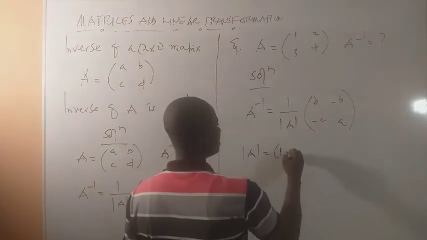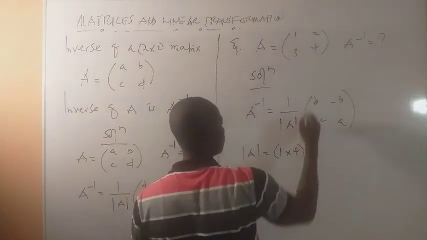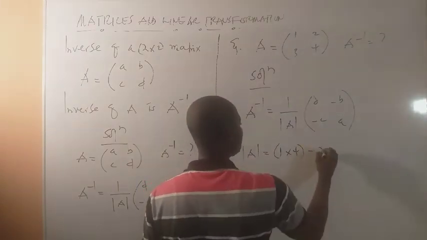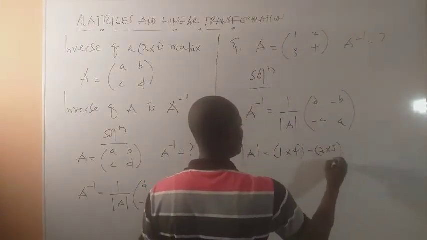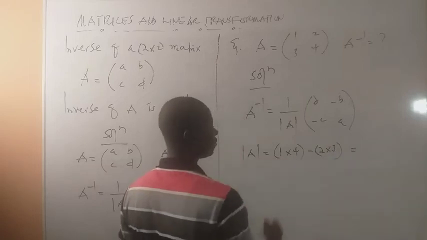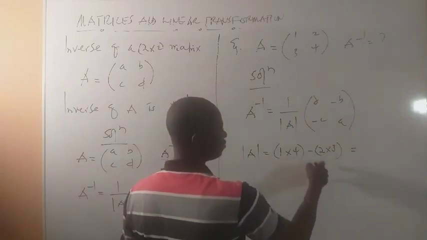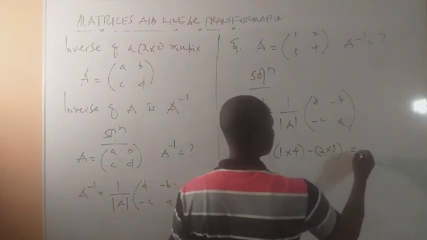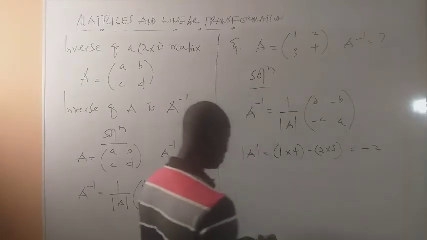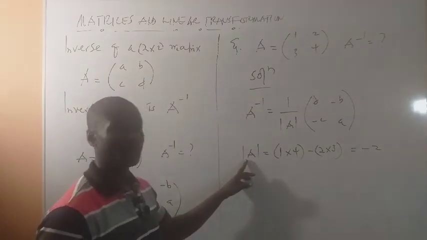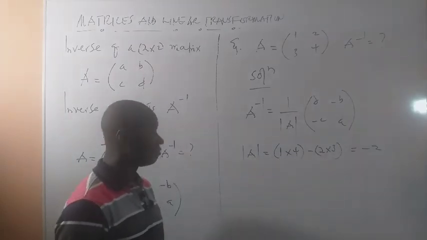So we have 1 times 4 minus 2 times 3. 1 times 4 is 4. Minus 2 times 3 will give us 6. So 4 minus 6 will give us minus 2. So the determinant of the matrix A will be equal to minus 2.